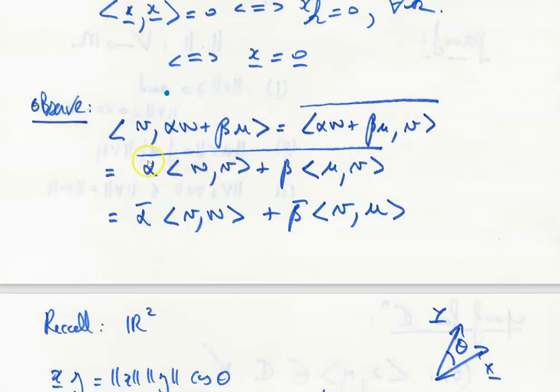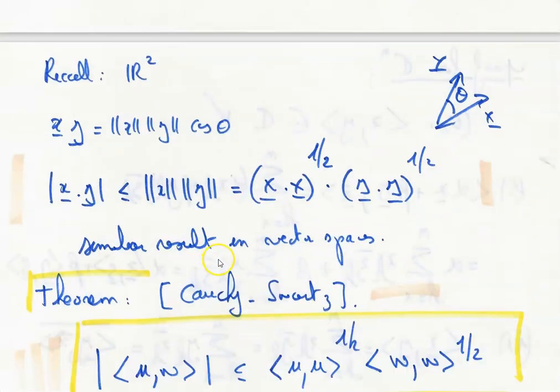For the same reason as I mentioned before, the complex conjugate of a sum of complex numbers is the sum of the complex conjugates. So I can split this into a sum, and this is the complex conjugate of alpha multiplied by the complex conjugate of the inner product of W and V, but that is the inner product between V and W, plus the complex conjugate of beta multiplied by the complex conjugate of the inner product between U and V, but that is the inner product between V and U. So let's just observe that and use it in your calculus.